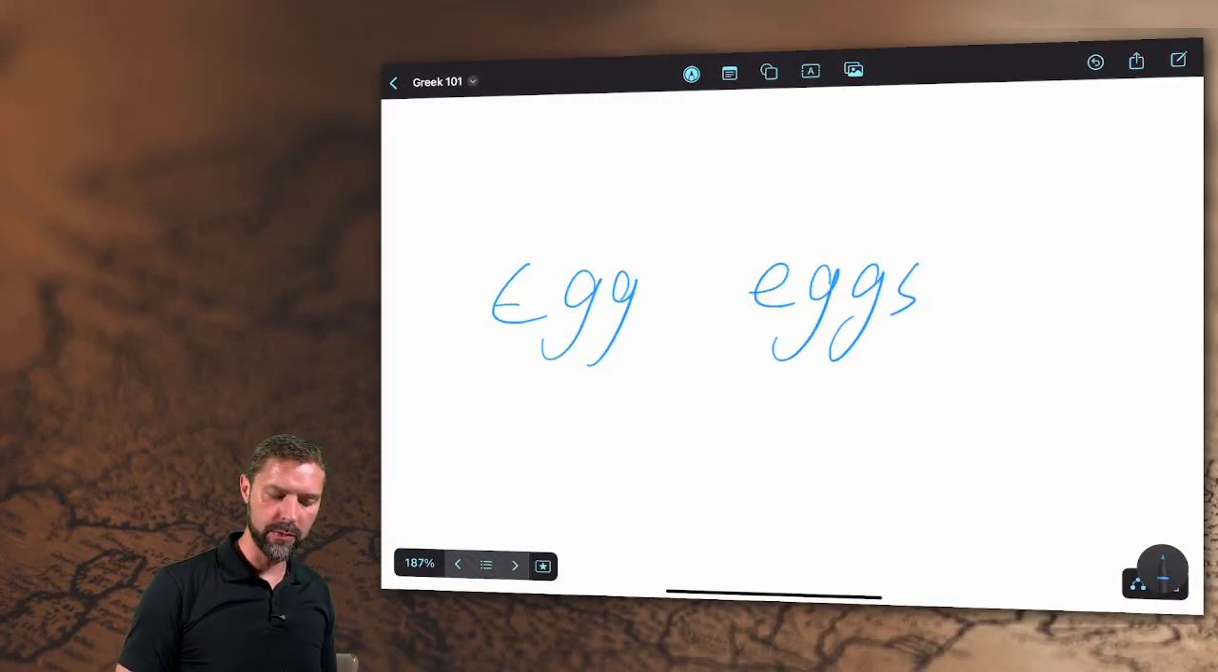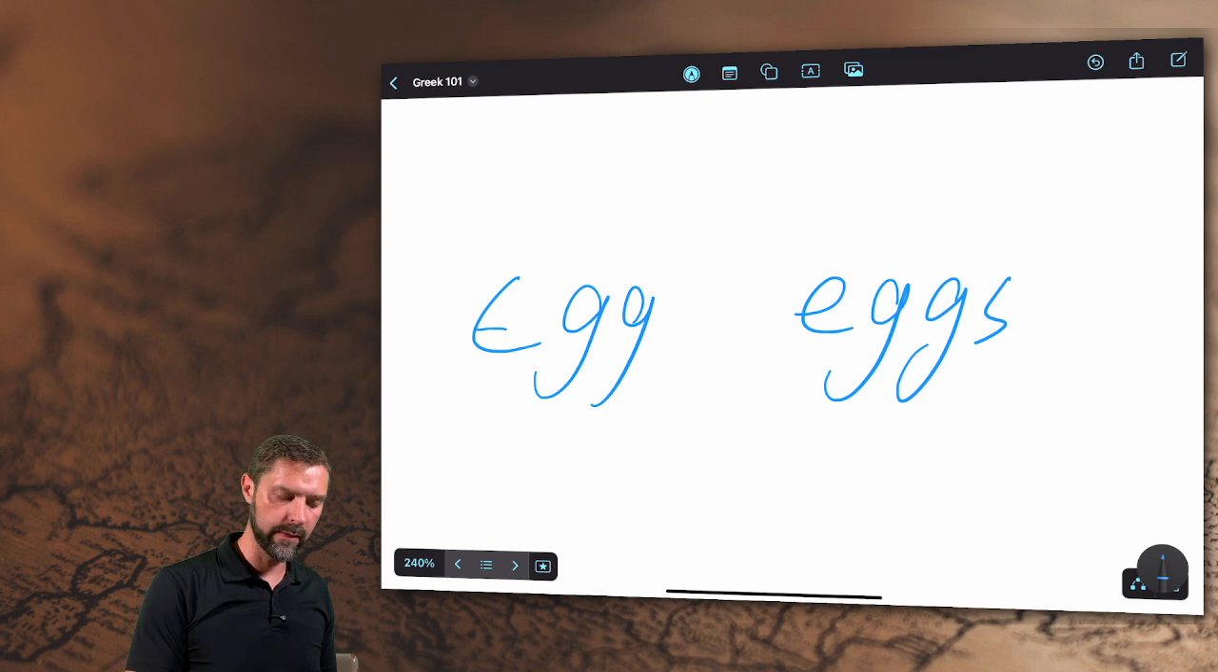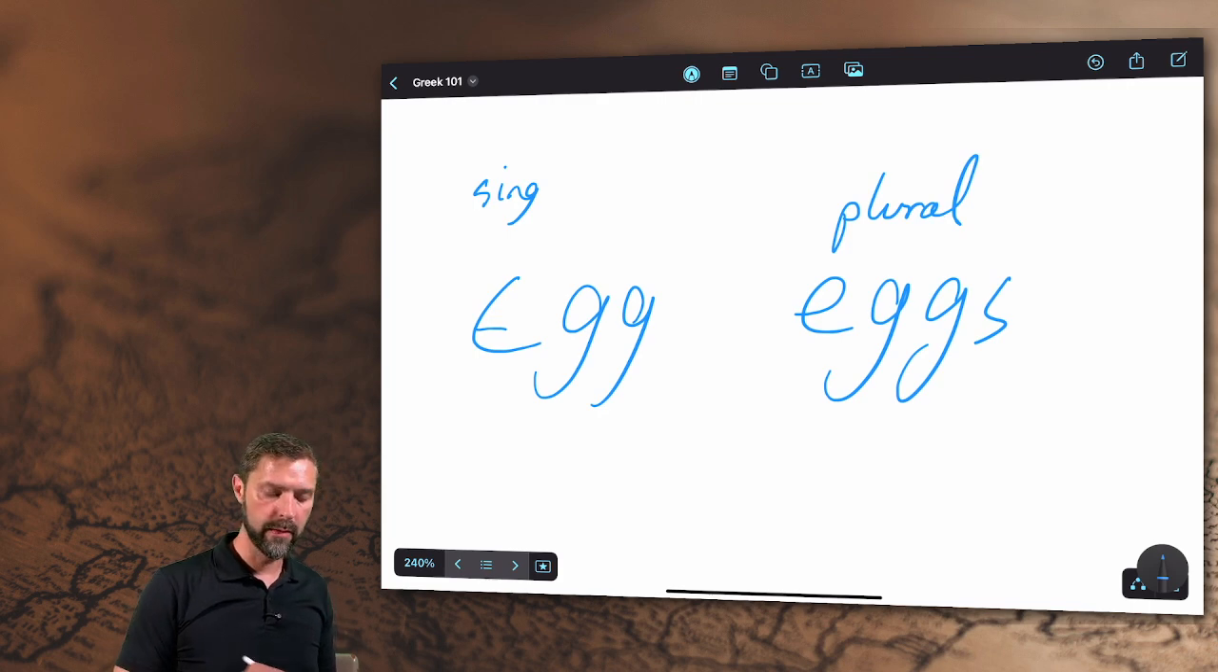I talked about last time the simple fact that English nouns are pretty basic. We have, in general, just 2 ways of configuring our nouns. So we can do egg and eggs. Egg is, of course, the singular, and eggs is the plural. And so we only have those 2 options.